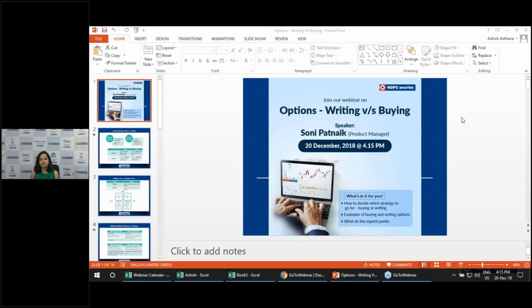So today's topic for the session would be options trading. We'll try to understand more on writing versus buying of options. What are the pros and cons of options? Which strategy should you opt for, whether it be options buying or options writing?